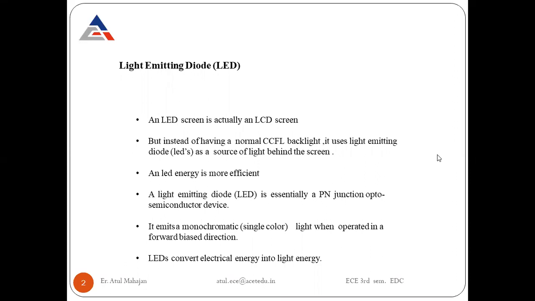It emits a monochromatic, single color of light when operated in the forward bias direction. It works only in the forward bias direction. It doesn't work in the reverse bias direction. Reverse bias will damage your LEDs, and it will not be able to produce any functionality. It can operate only in the forward bias condition, and it produces a single color of light.